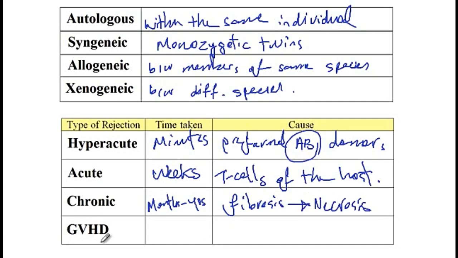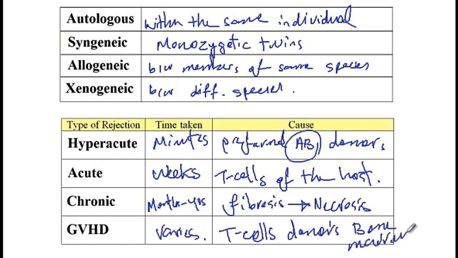And then in graft versus host disease, where the time is variable, there are T cells that are formed by the donor's bone marrow. And these T cells will attack the host tissues and cause maculopapular rash, as well as nausea, vomiting, and diarrhea.